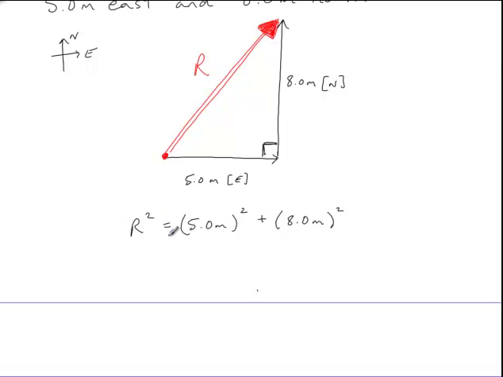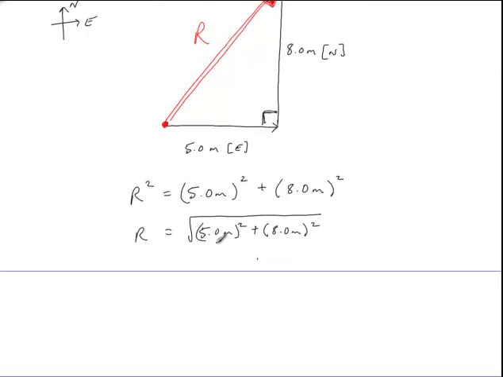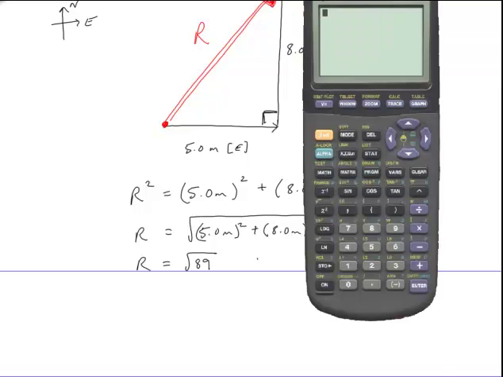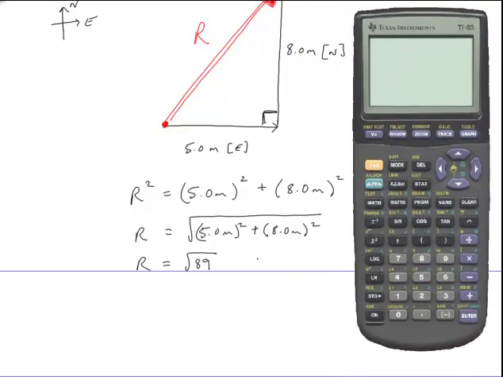So to solve that, take the square root of each side, which is going to give you r equals the square root of 5.0 meters squared plus 8.0 meters squared. Okay, so 5 squared is 25, 8 squared is 64, 25 plus 64 is 89, so r equals the square root of 89. So use your calculator.